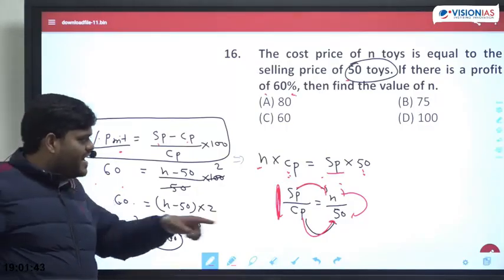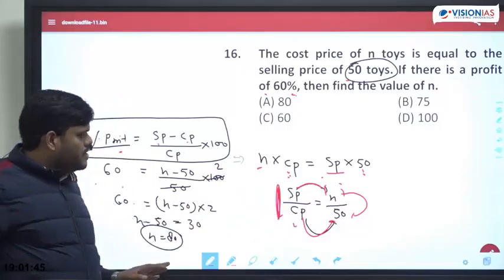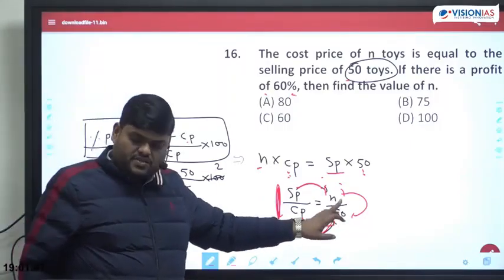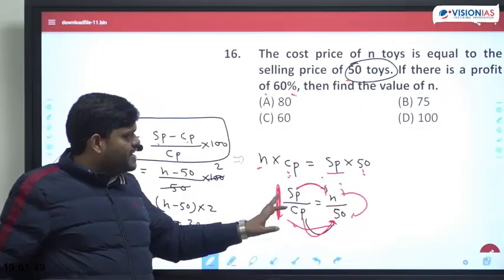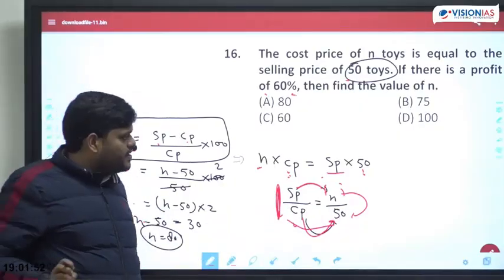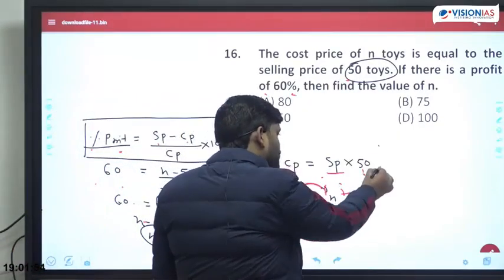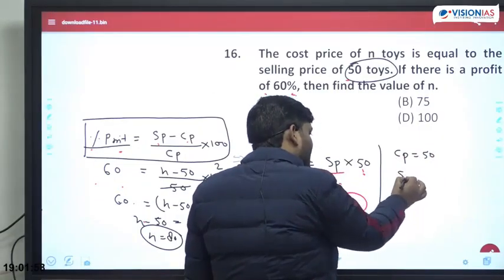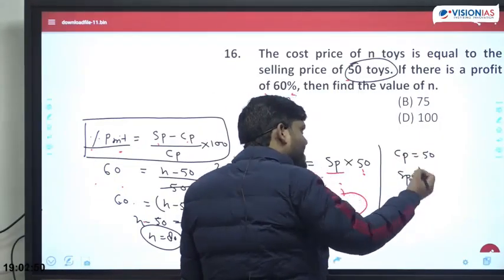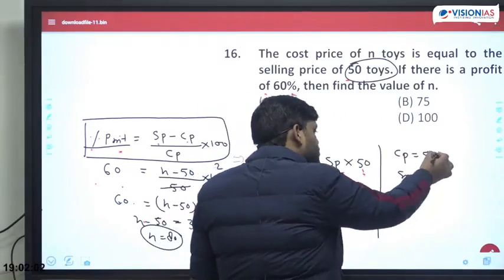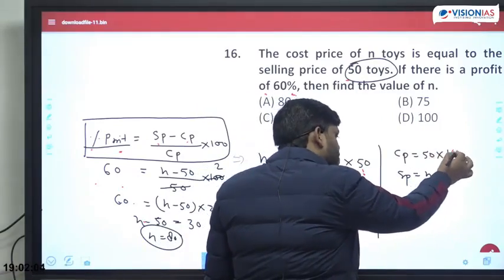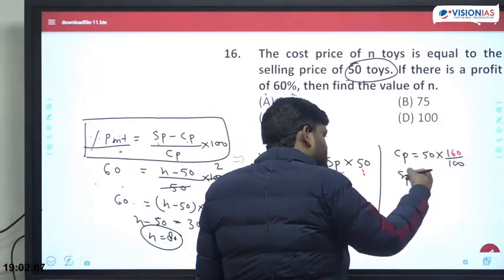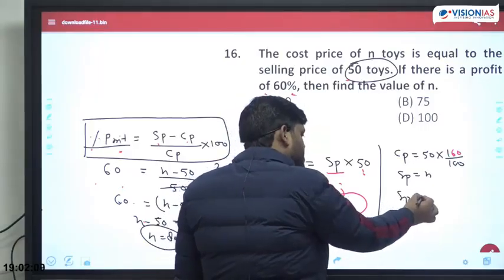Fine. Look, if you are taking from here, then that is fine. Okay, I got your point, it's no issue. So from here we can say that CP is equal to 50 and SP is equal to N, and there is a profit of 60%. So 60% profit means CP becomes 160%, so SP becomes simply 80.